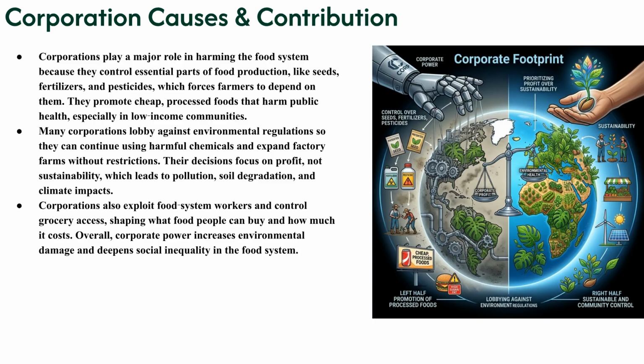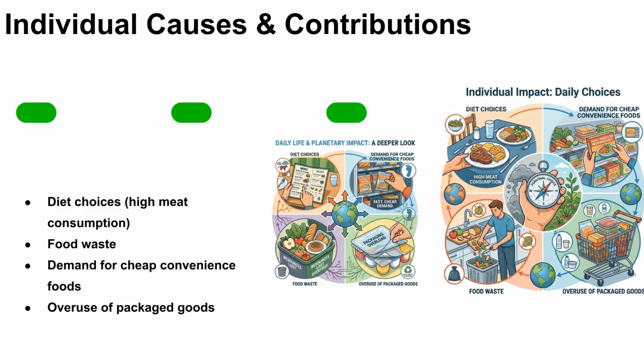Corporations control seeds, fertilizers, and pesticides, forcing farmers to depend on them. They promote cheap, processed foods, lobby against environmental regulations, expand factory farms, and exploit workers. Their decisions focus on profit, not sustainability, which increases pollution, soil degradation, and inequality. Going on, we talk about individual causes and contributions, and how individual choices also matter. High meat consumption, food waste, demand for cheap convenience foods, and overuse of packaged goods all contribute to environmental harm.